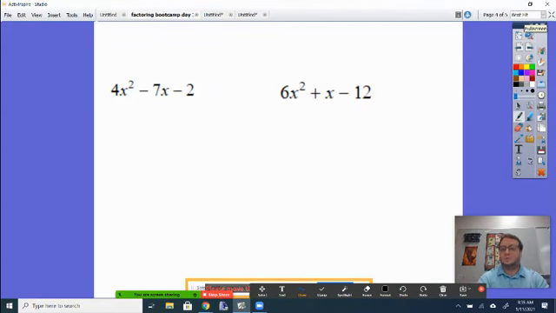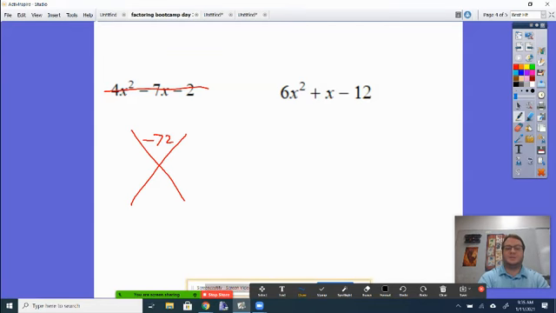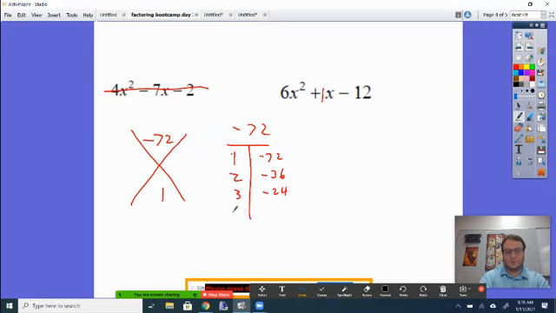Okay, let's look at one more of these real quick. Let's do one with a little bit bigger factor. So let's do a second one here. So I'm going to end up with negative 72 on the top. And then remember, if there's nothing there, it's just a 1. So negative 72. I'm going to end up with 1, negative 72, 2, negative 36, 3, negative 24, 4, negative 18.